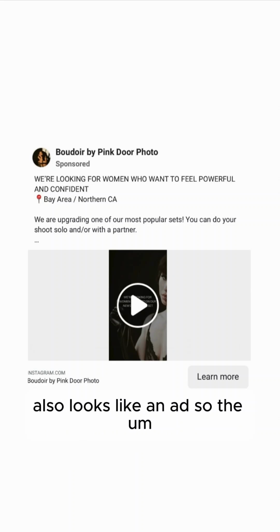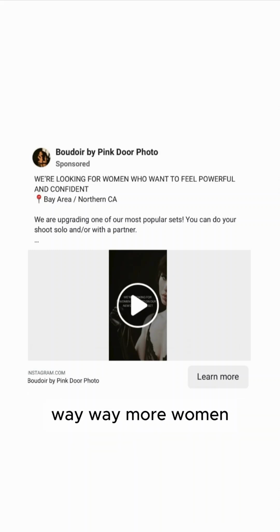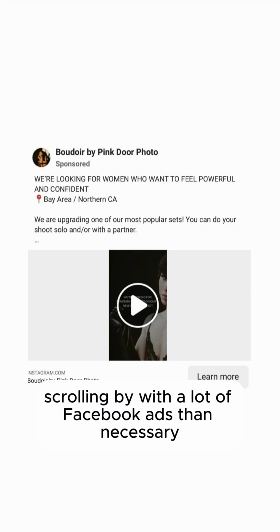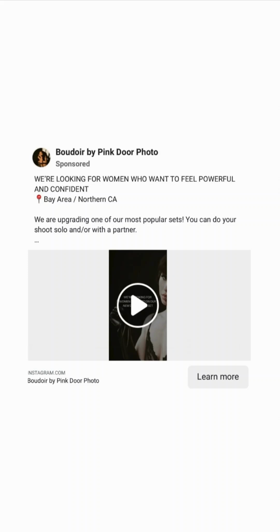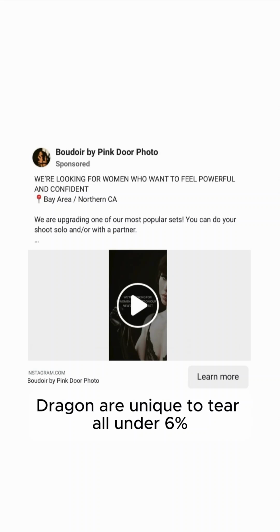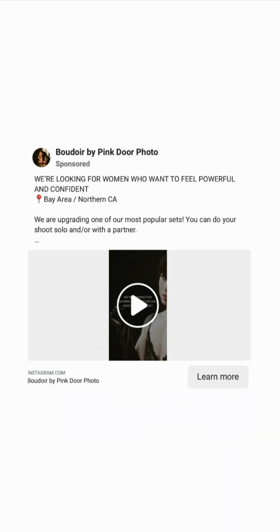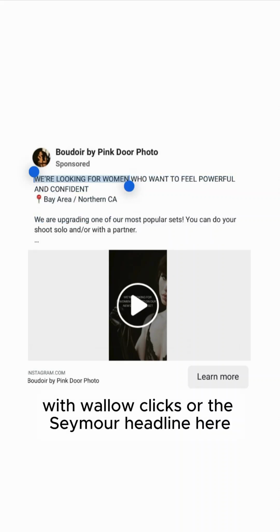So the consequence of this is way more women scrolling by our Boudoir Facebook ads than necessary, dragging our unique CTR under 6% and contributing to BLCS. Finally, we're going to look at the Boudoir low clicks, or the Seymour headline here.